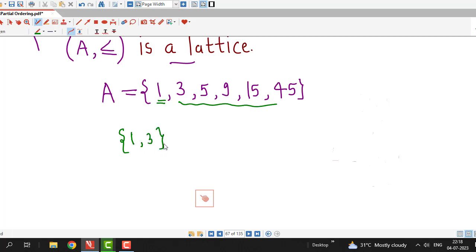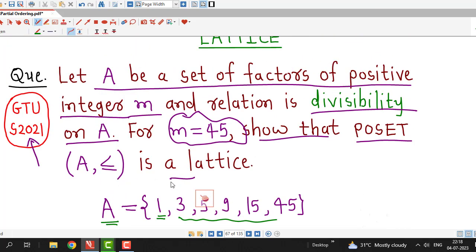of pairs 1, 3, 1, 5, 1, 9, 1, 15, 1, 45, then 3, 5, 3, 9, 3, 15, 3, 45. So in that way I have to take all possible subsets having two elements, and I have to decide least upper bound and greatest lower bound. Because it is already given that this set is a lattice, we are just asked to prove this statement. You have to show that this is a lattice. So answer is already given, but we have to prove the answer.